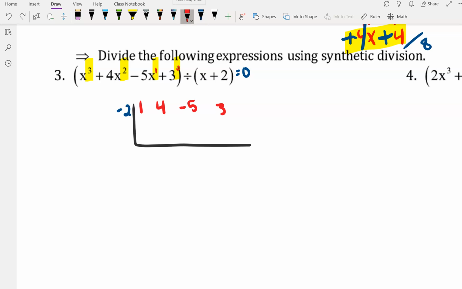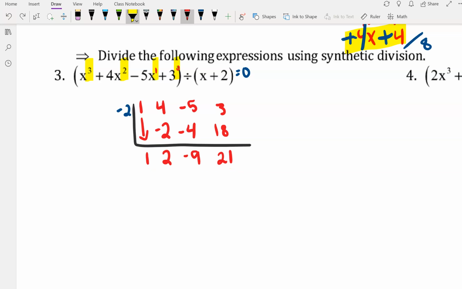All right, and then we just do the same process as synthetic substitution. Bring the number down, multiply, add straight down, multiply, add straight down, multiply, add straight down. Okay, then the difference between synthetic substitution and synthetic division. In synthetic substitution, you would say your answer is 21 and you'd be done. Synthetic division, I want a polynomial answer. I take all of these numbers down here and I turn them into a polynomial.